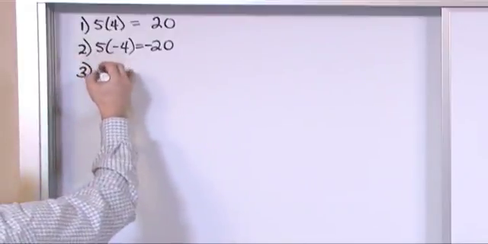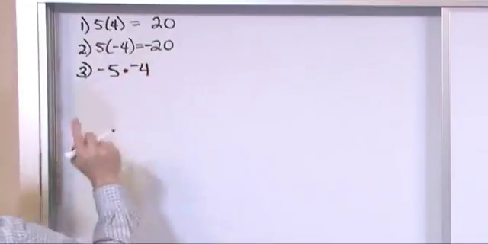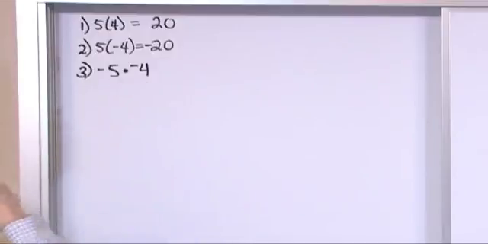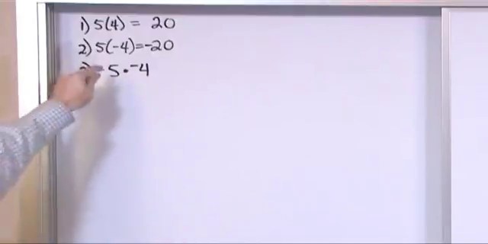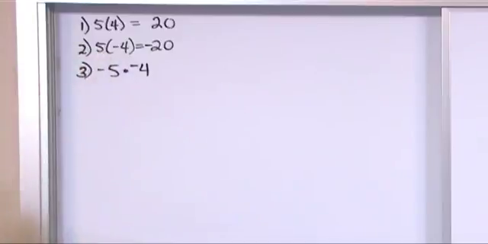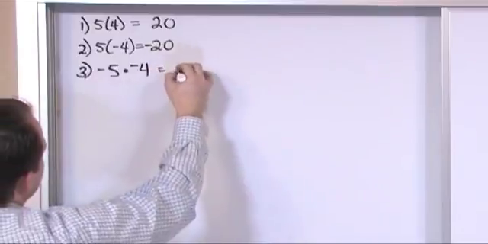Now, what if we had negative 5 times negative 4? And by the way, you usually don't write multiplication like this, because having this multiplication symbol right next to this negative symbol. Usually you're going to write it like this, but I just want to show you different ways that you can do it. So 5 times 4 is going to give you 20.